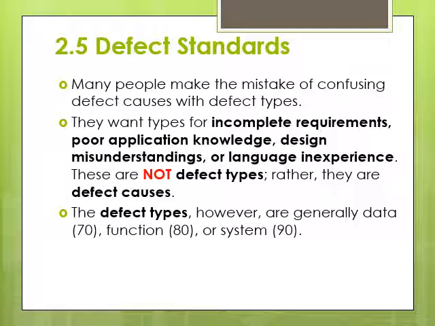The defect types, however, are generally categorized into the data: number 70, functions, type 80, and system, which is type 90.